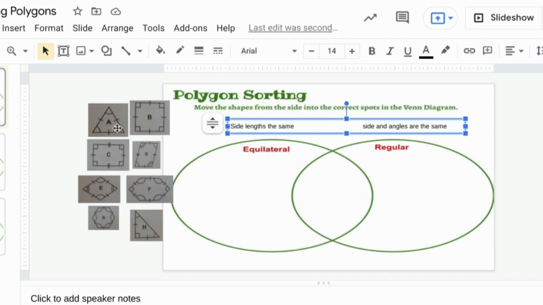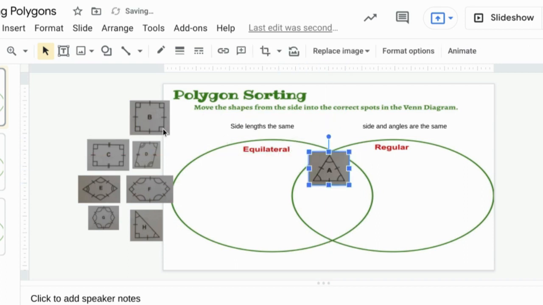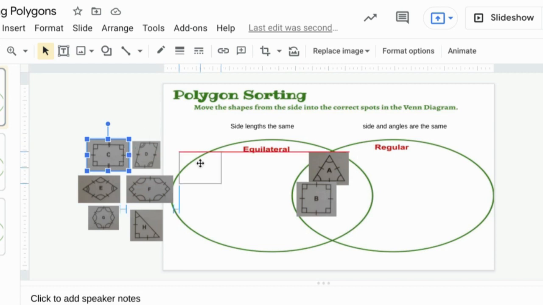So let's start with A. It is equilateral because I can see they're all marked the same, and it's equal angles. So it's a regular shape. It's going to be right there in the middle. B, equilateral because all of the side lengths are the same, all the angles are the same. So it also is a regular shape. If I look at C, it's not equilateral, different side lengths. So if it's not equilateral, it's not regular.